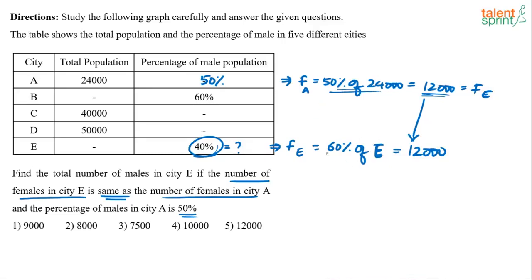We know that females in city E is 60%. Now he's asking us to find out the total number of males in city E. So 60% is equal to 12,000. 40% of E is equal to what? Cross multiply and get the answer. Males in E is 40%. So 60 is 12,000, 40 is 8,000. That calculation you need not do on paper, right? If 60% is equivalent to 12,000, 40% will be 8,000. Straight question. Option 2.